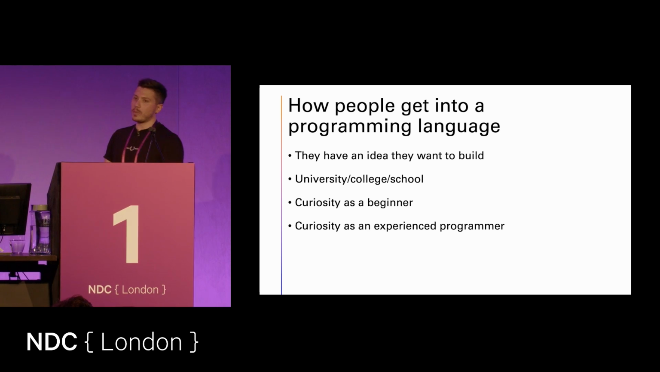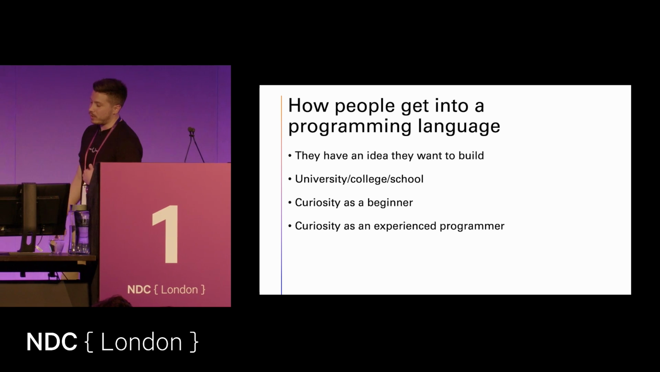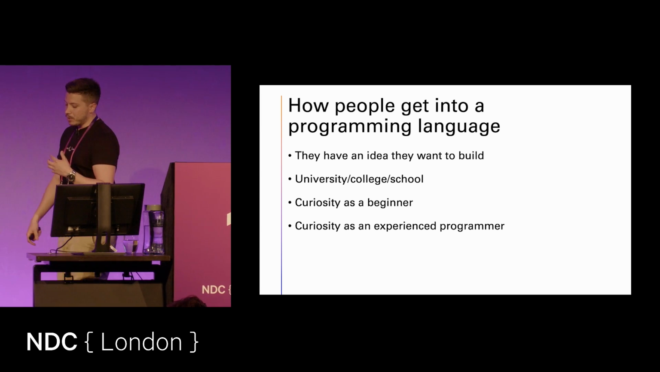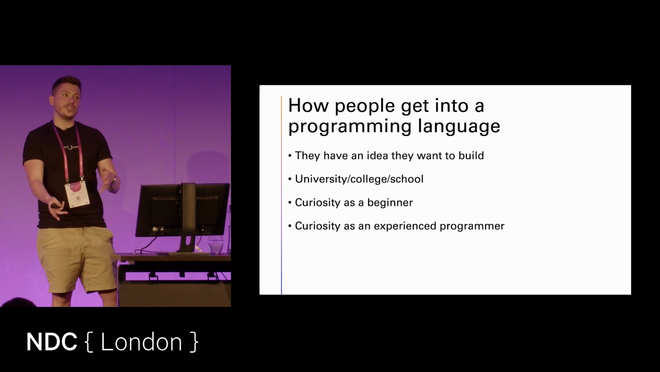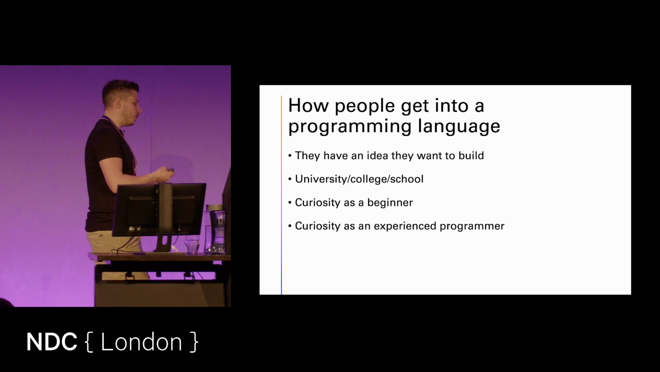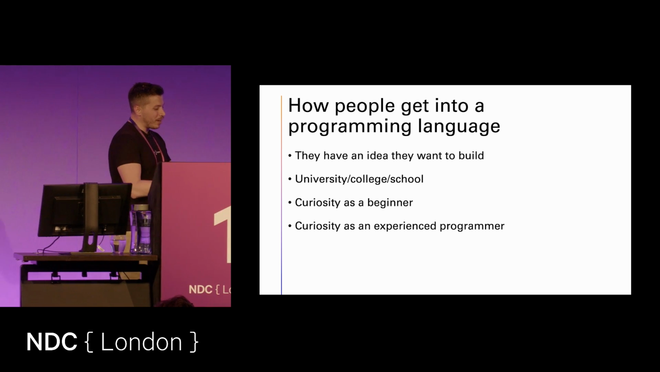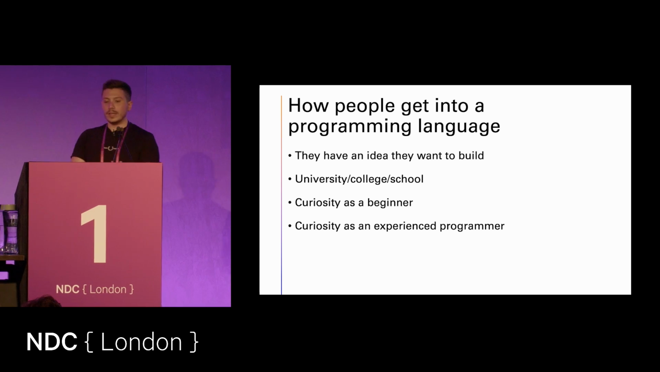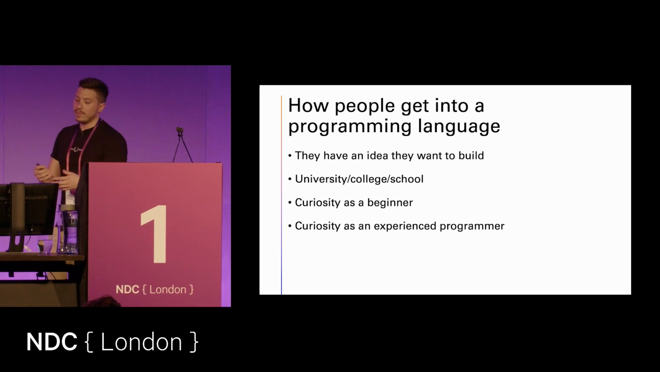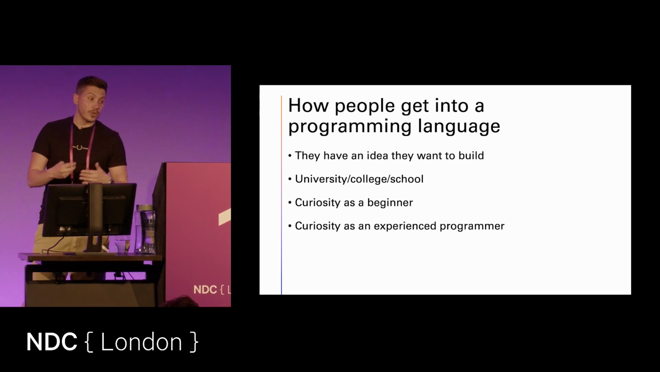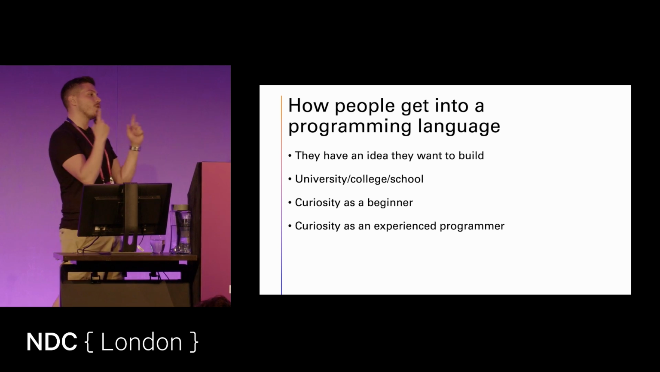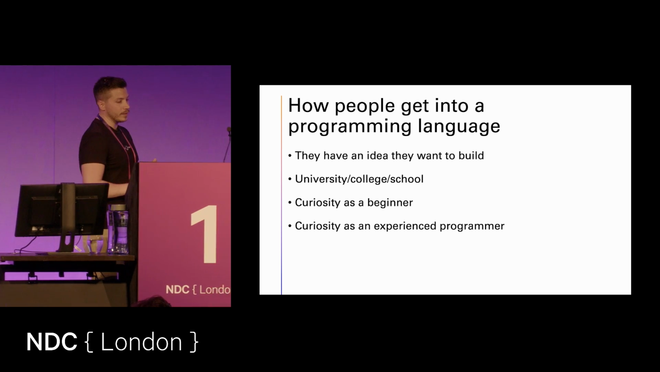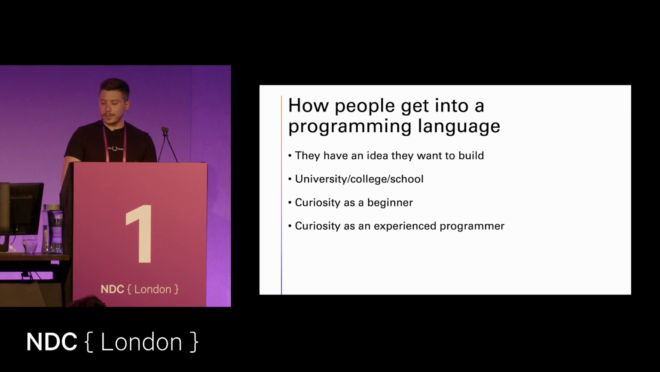Curiosity as an experienced programmer is another one. This is how I usually nowadays get into programming languages. Because of how many features are added in C#, I really want to see where they're getting inspired from. Spoiler alert, it's usually F#. But other languages as well, like Kotlin and Rust, are a heavy influence on the C# team. So I'm getting into those languages to have a more spherical view on how things are added into C#.